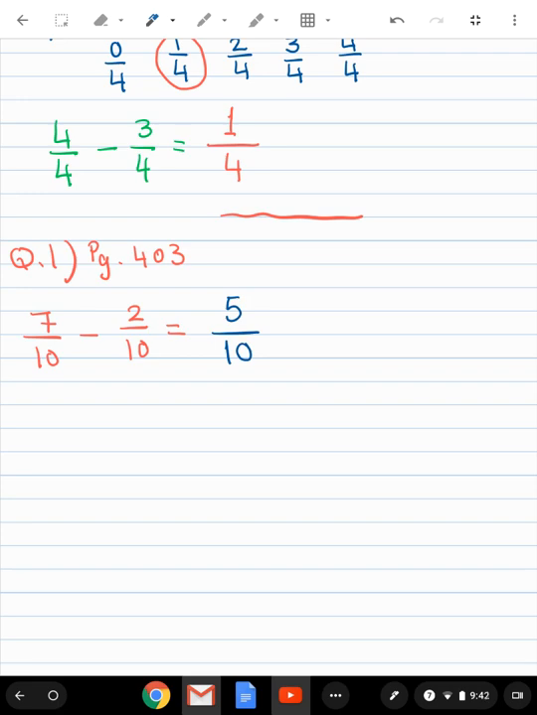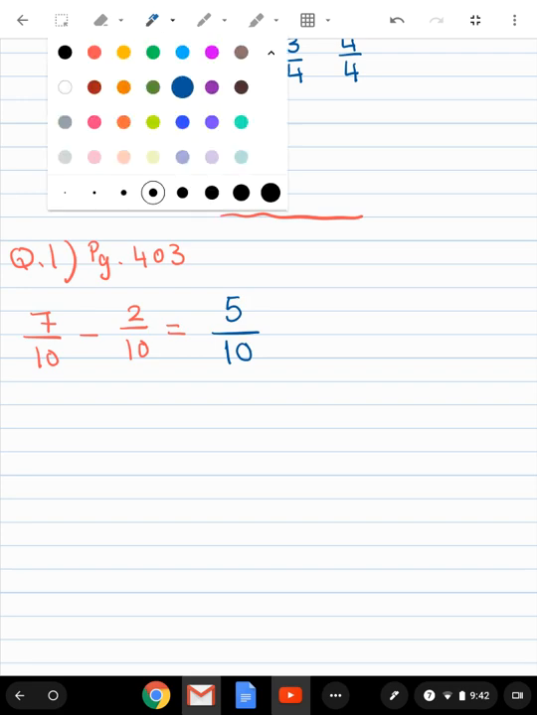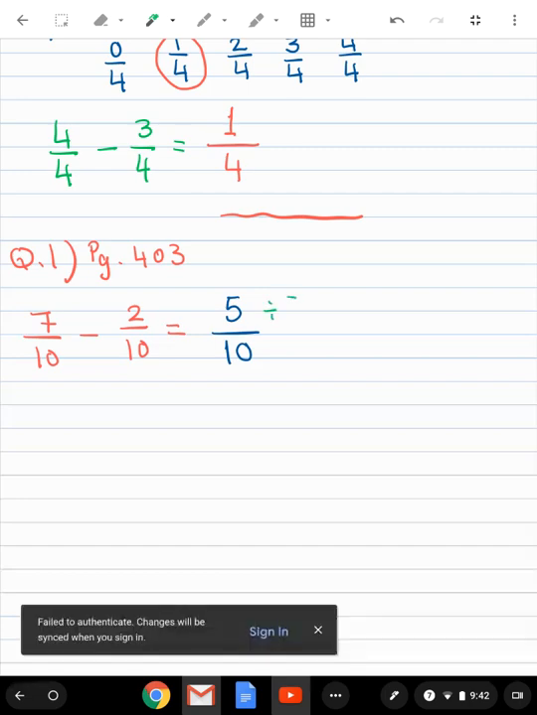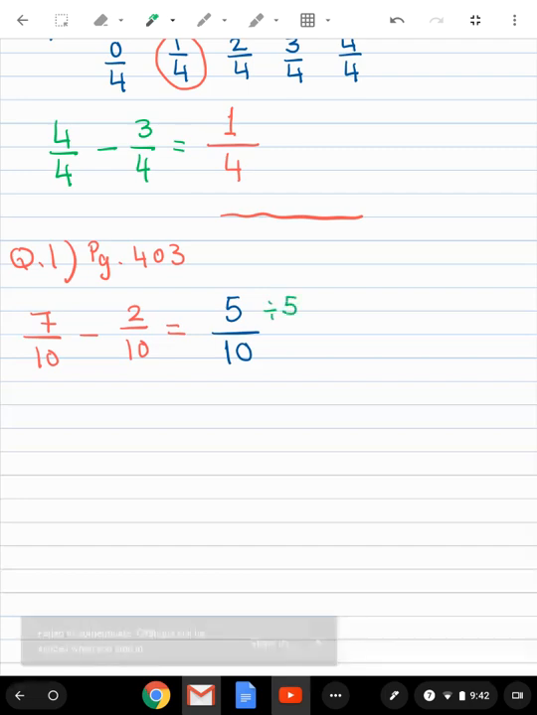If I need to simplify this fraction, 5 and 10, of course I can divide up and down by 5. From the multiplication table, we know that 5 and 10 can be divided by 5. So up and down, divide by 5. 5 divided by 5 will be 1, and 10 divided by 5 is 2. So this will be the simplest form of the fraction.